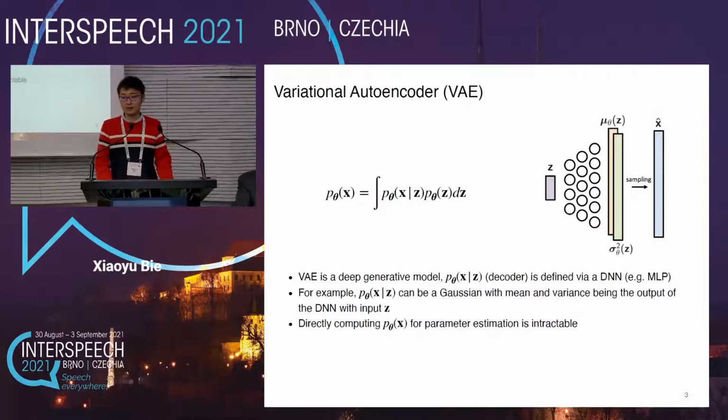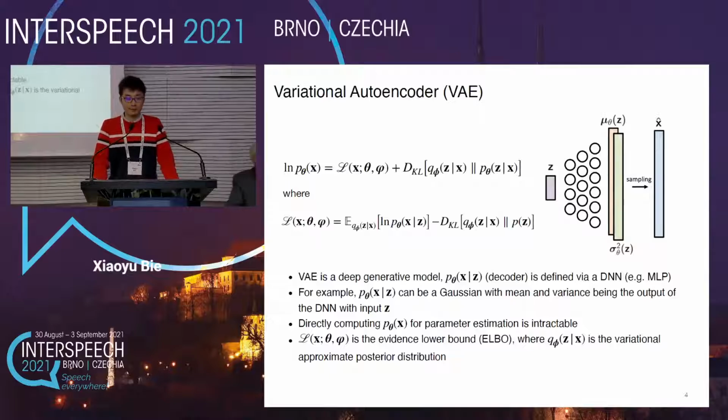And normally this decoder is defined with a deep neural network. So let me give an example. If we assume that this conditional probability is a Gaussian distribution, then the input of the deep neural network is the latent variable Z, and the output would be the estimation of the mean and the variance of this probability. So the main objective of the VAE is to try to find a decoder that could maximize the data probability P theta X. However, due to the high nonlinearity of the deep neural network, it's intractable to directly compute the P theta X for parameter estimation.